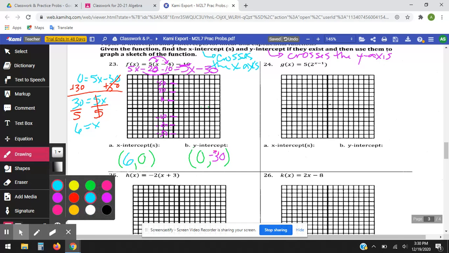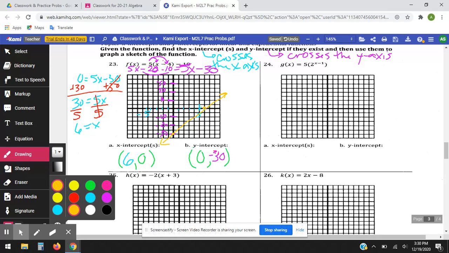And then for the x's, I just need to go to 6. So 1, 2, 3, 4, 5. I'm going to label this one at 5, 6. 1, 2, 3, 4, 5. Label this as negative 5. I like to label my axes. And so now I'm going to plot it. So 0, negative 30, and 6, 0. Those are my intercepts, so I must connect them, and that's my graph.